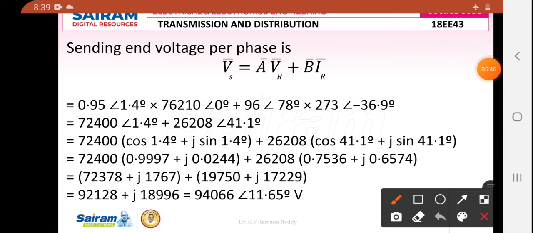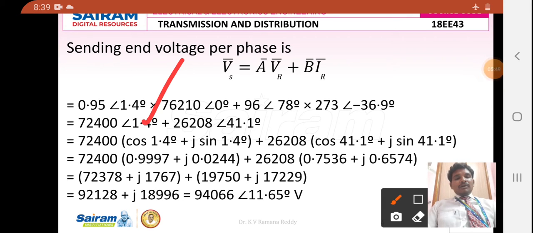If you see here, minus of pi r, we can write e power minus j pi r, e power minus j theta, cos theta plus j sin theta. Therefore cos of 1.4 degree plus j into sin of 1.4 degree plus 26,208 at an angle of, here also again angle of 41.1 degree. So at an angle of plus pi r in polar form. In rectangular form it is e power j pi r.